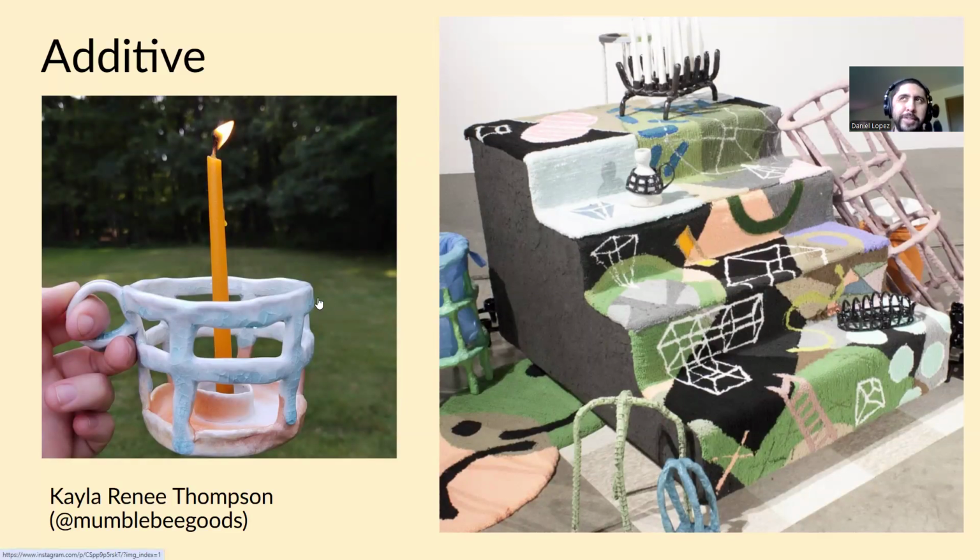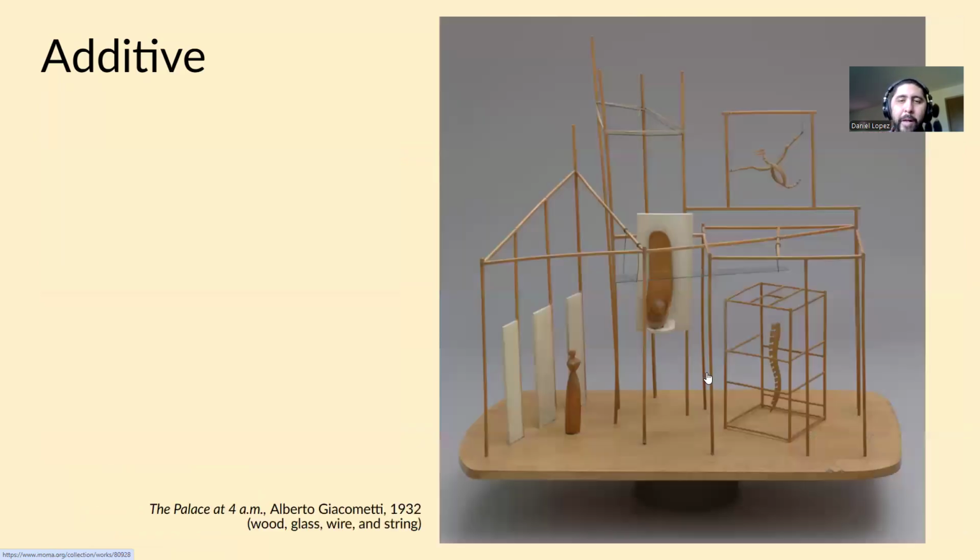Not everything is like that, but with this additive approach, she was putting this candle holder coffee cup thing together by putting clay onto other clay. And this sculpture is using carpet and clay and other materials to combine into a bigger form. And as a bonus, it has imagery on it as well that emulates form directly.